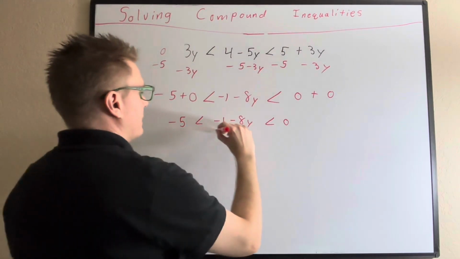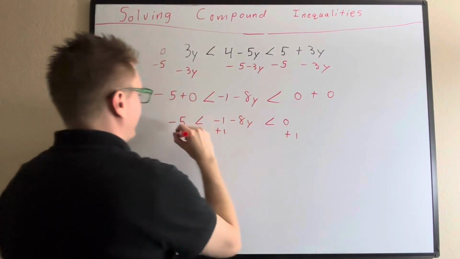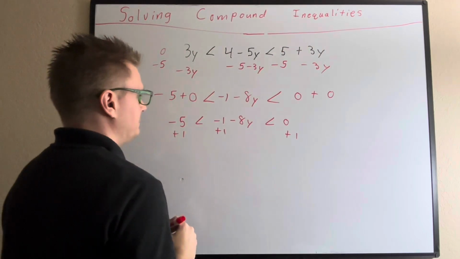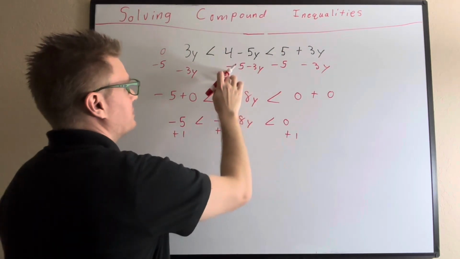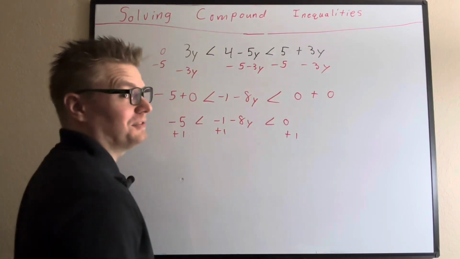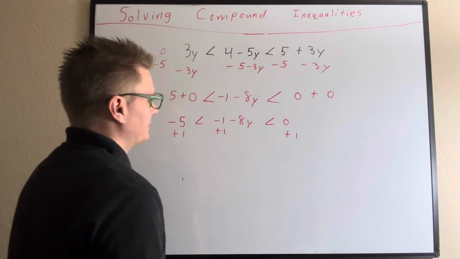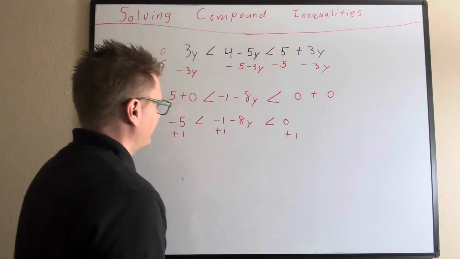Okay. Add 1 to everything. Oh. Maybe I should have started by subtracting 4 instead of subtracting 5. That would have been better. But, you know, hindsight is always 20/20, isn't it?